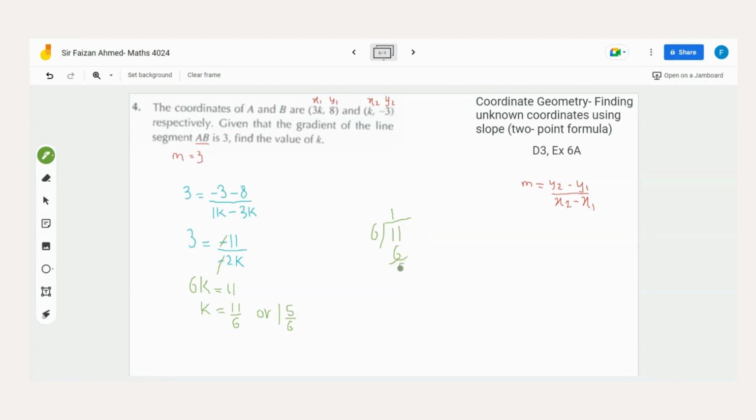And now I have to write this in the form of mixed number. So what I will do, I will just make an arrow like this. I will start with 1, then I will write 5, and then I will write 6 at the denominator. So one whole number, 5 in the numerator and 6 in the denominator. So this is the value of k, and this is my final answer.